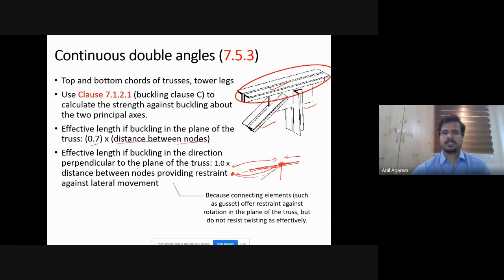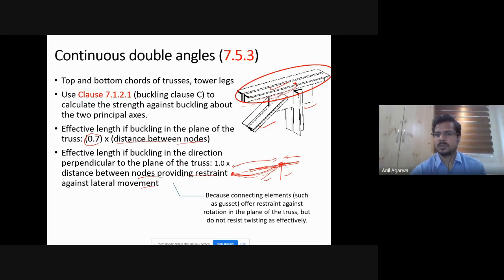Okay. However, if you're considering the buckling in the direction perpendicular to the plane of the truss, then for that buckling, the effective length will be 1 time the distance between the nodes. Okay, so that's simply from here to here. You don't consider this possibility of 0.7, because then when this member wants to buckle, these members will simply undergo a twisting kind of rotation. So that does not offer as much resistance. Plus the gusset plate also can bend very easily in that plane.